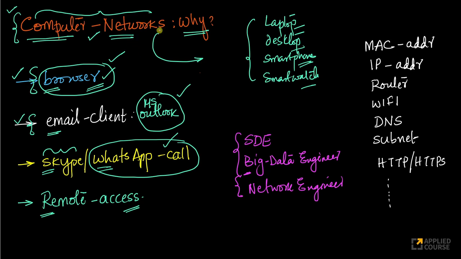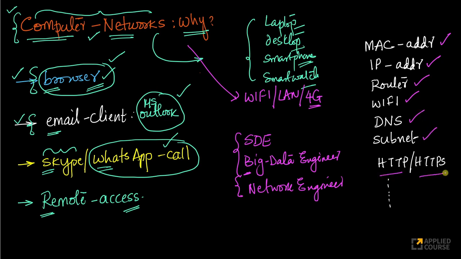Again, your computer networks could come in all shapes. It could be your Wi-Fi. You could use your Wi-Fi, or you could use your Ethernet or LAN cable, or it could be your 4G. Right? You might be accessing your internet via 4G, right? There are multiple ways of accessing computer networks. We'll discuss all of them in some detail. And in your day-to-day usage of computer networks, you may have encountered some terms like MAC address, IP address, router, Wi-Fi, DNS, subnet, HTTP, HTTPS.